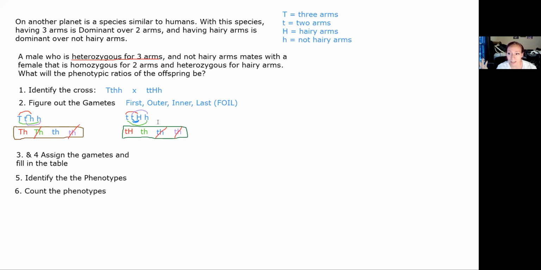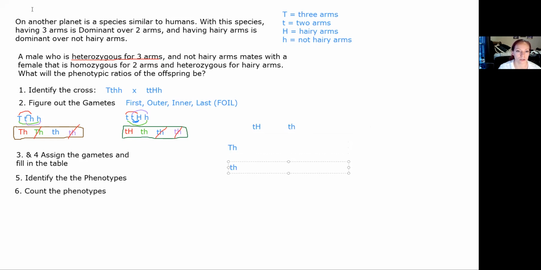Why don't we start setting that up? I'm going to put the mother on the top. So I'm going to put, let's do normal colors, T, lowercase t, capital H, lowercase t, lowercase h. Then I'm going to put the father on the side, capital T, lowercase h, and a lowercase t, lowercase h.